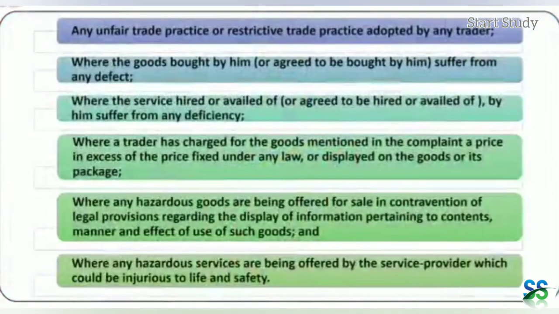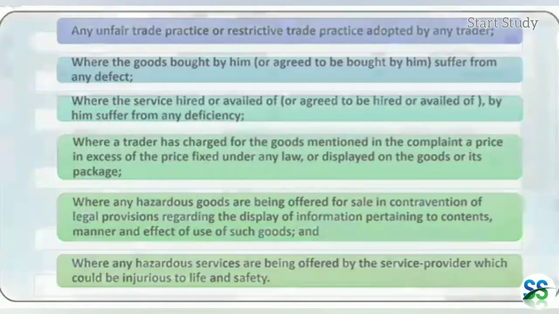Grounds of complaint. A complaint can be filed on any one of the following grounds. Any unfair trade practice or restrictive trade practice adopted by any trader, where the goods bought by him suffer from any defect, where the service hired or availed of by him suffer from any deficiency, where a trader has charged for the good mentioned in the complaint a price in excess of the price fixed under any law or displayed on the goods or its package, where any hazardous goods are being offered for sales in contravention of legal provisions regarding the display of information pertaining to contents, manner and effect of the use of such goods, and where any hazardous services are being offered by the service provider which could be injurious to life and safety.